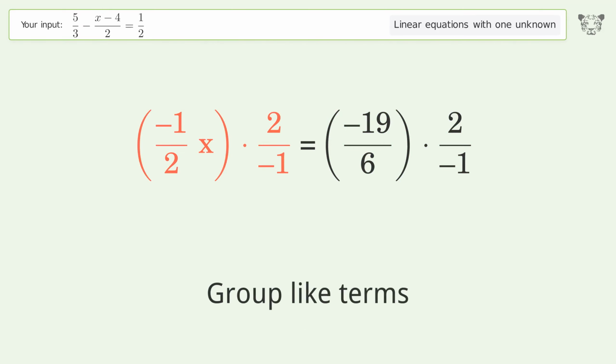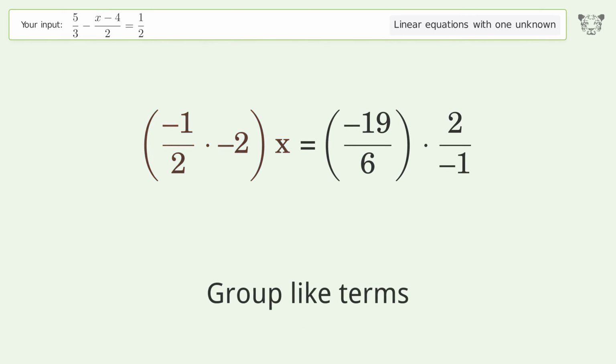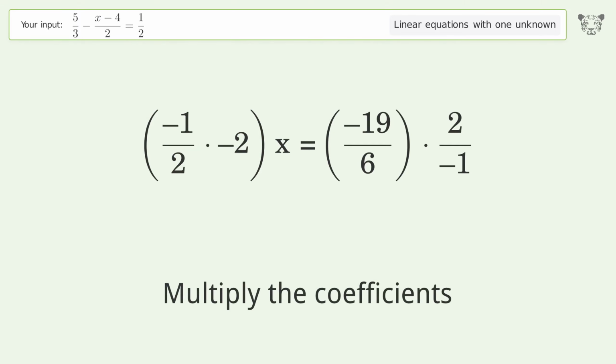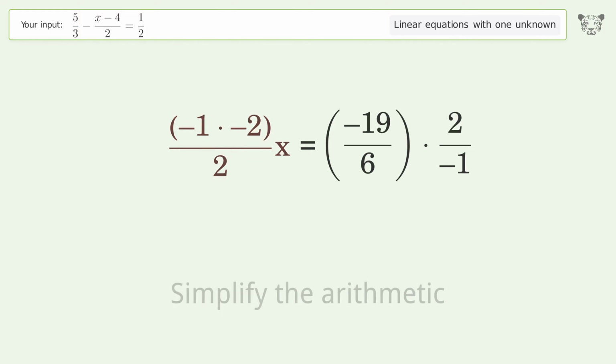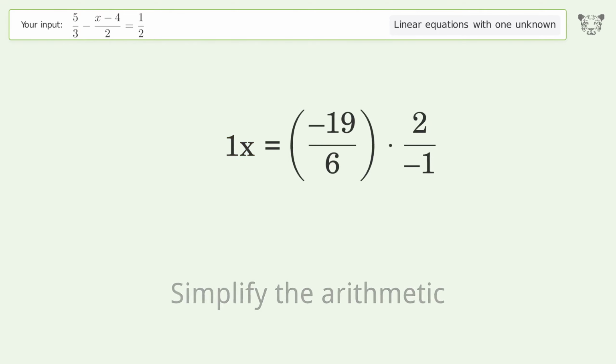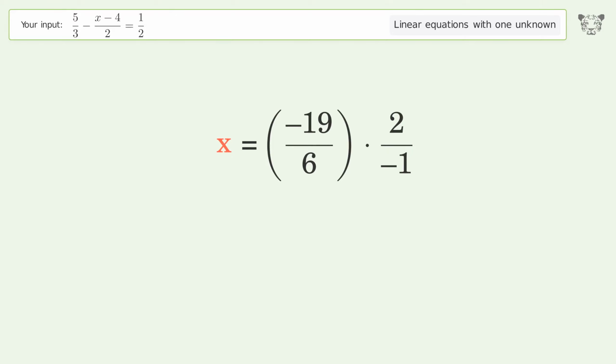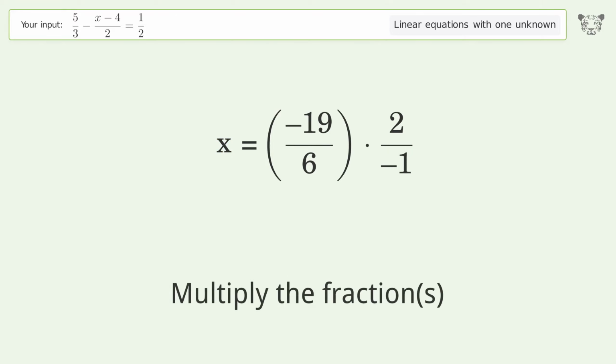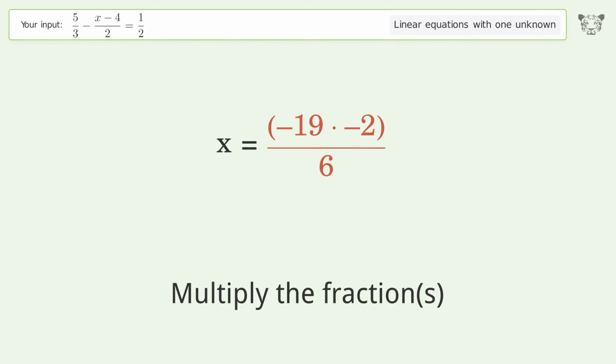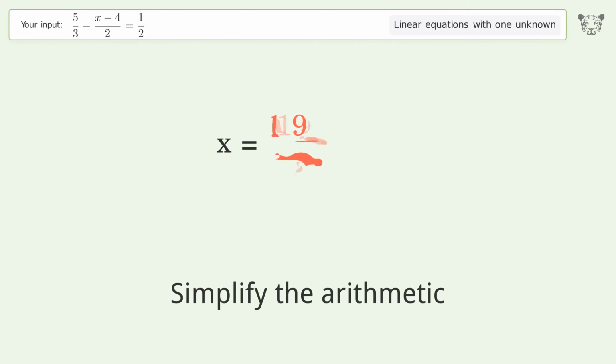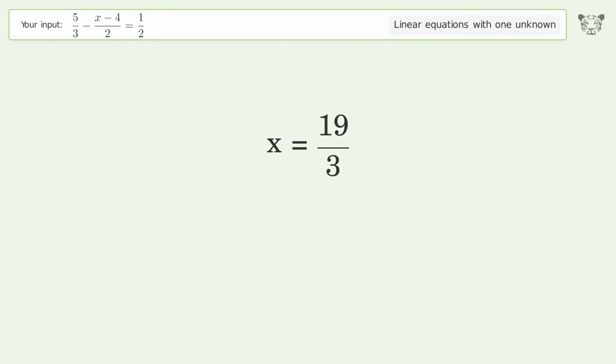Group like terms. Multiply the coefficients. Simplify the arithmetic. Multiply the fractions. Simplify the arithmetic. And so the final result is x equals 19/3.